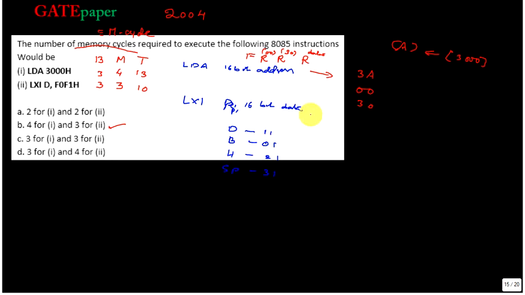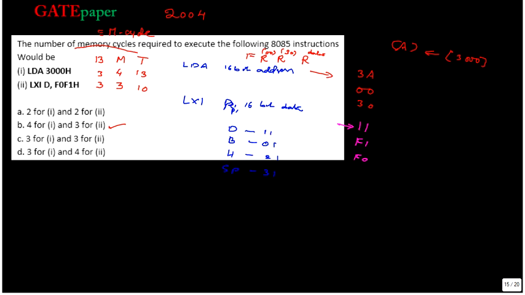Coming to LXI, it is mentioned in this way: LXI D, 16-bit data, whose opcode is 11, then F1 as the lower 8-bit data and F0 as the upper 8-bit data. 11 F1 F0 is the sequence entered while executing this instruction. First the microprocessor reads 11, that means opcode fetch. 11 is specifically for the DE register pair, so the microprocessor understands it has to load register pair DE with the 16-bit data, and the first data that comes is the lower 8-bit data.